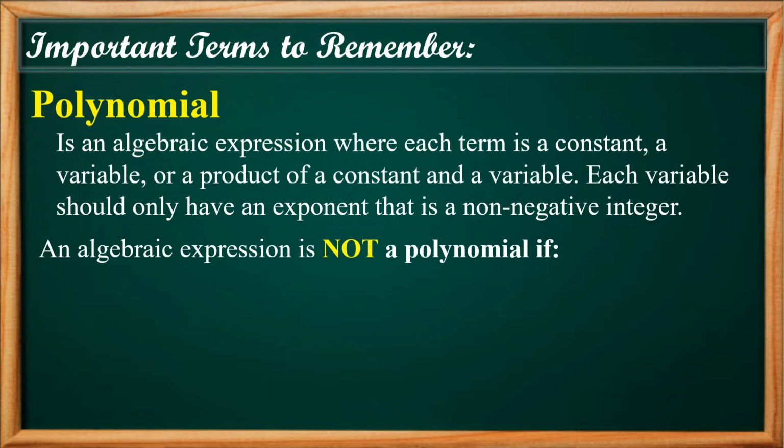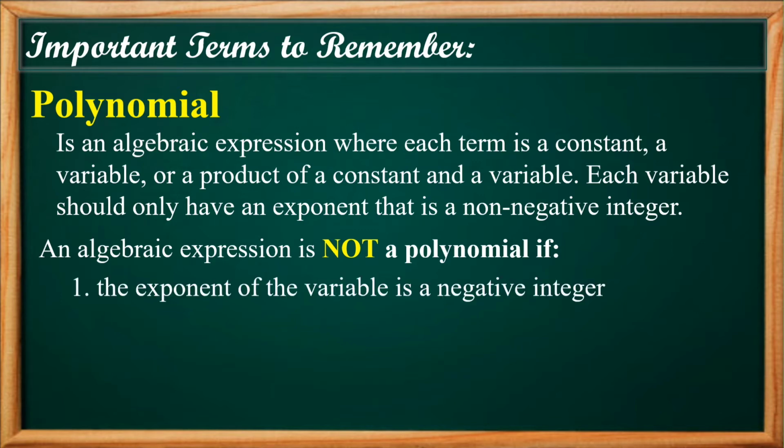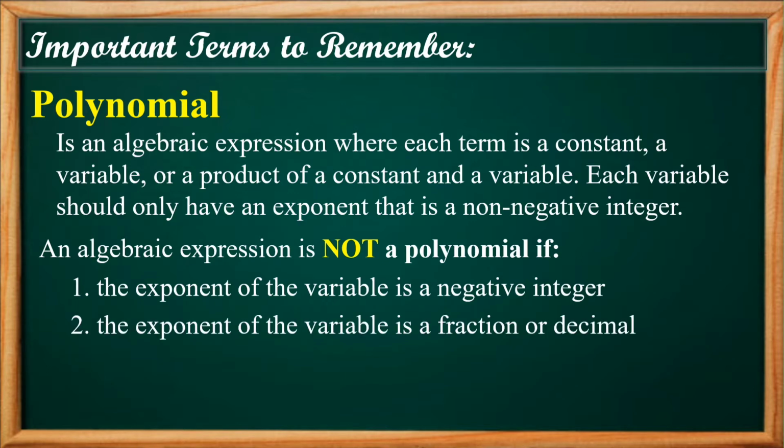Ito pa yung mga conditions ng algebraic expression na hindi polynomial. First, if the exponent of the variable is a negative integer. Tulad ng sinabi ko kanina, dapat ang exponent is positive. Start tayo with 1, 2, 3, 4, 5, 6, 7, 8, 9, and so on, as long as it is positive. Kapag negative, hindi siya pwedeng sa polynomial. The second one, if the exponent of the variable is a fraction or decimal. Again, positive integer. Kapag sinabi natin positive integer, then integer siya, hindi talaga pwede ang fraction or decimal.